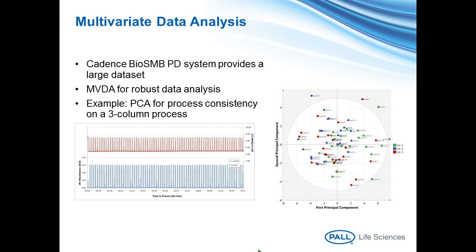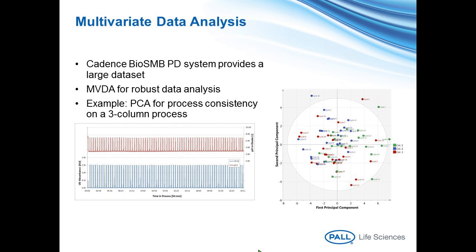To compare 20 or 50 elution cycles is not trivial, and that's why we've decided to embrace the concept of multivariate data analysis, which helps us a lot in identifying whether a process is running consistent or not. On the slide I've shown here, you can see an illustration of a 3-column process that's been operated for multiple cycles. On the left-hand side, you can see the repetitive UV absorbance peaks during the elution and the pH traces. Although the scales may not be very well visible, it is a very repetitive process. Nonetheless, it is not very easy to interpret.